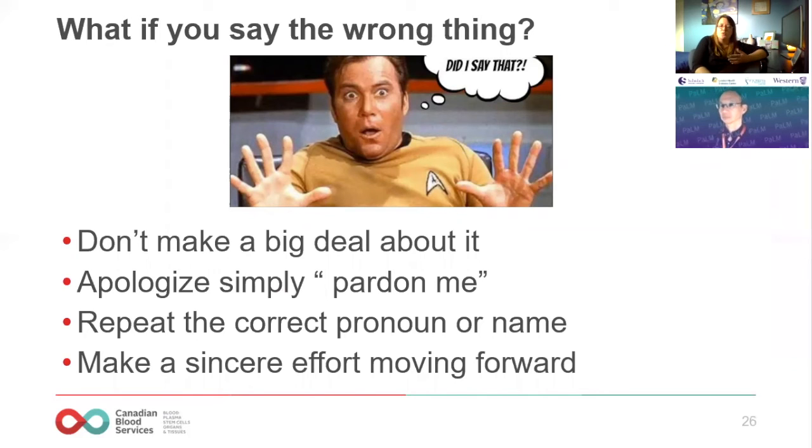So this is probably the most important point, which is we're all human and we all make mistakes sometimes in conversation. There may be times when we use the wrong pronouns or the wrong name by mistake. One of the best ways to correct this is really just to not make a big deal about it, to apologize simply and quickly, just a quick pardon me, and then repeat the correct pronoun or name, and make a sincere effort moving forward to use the correct terms. The most important thing to remember is that trans people just want to be treated with and spoken to like everyone else, with friendliness and respect.